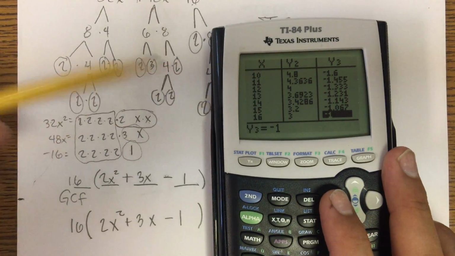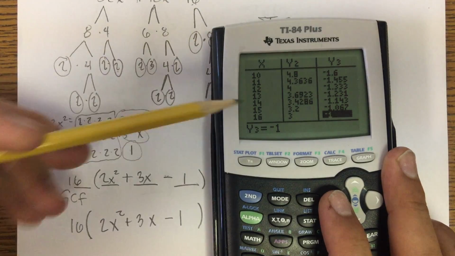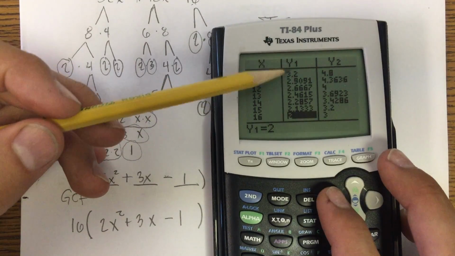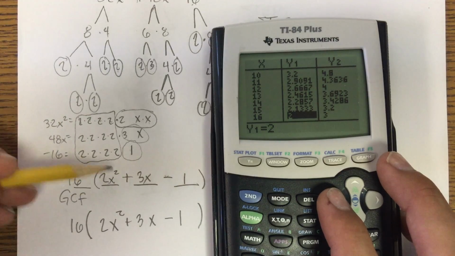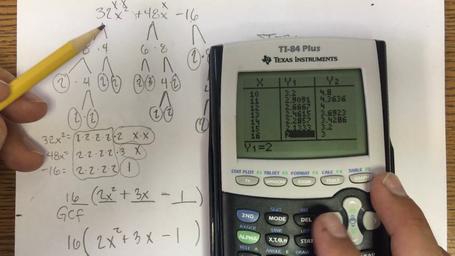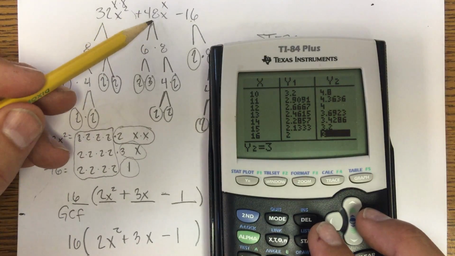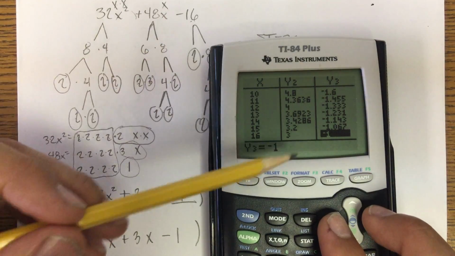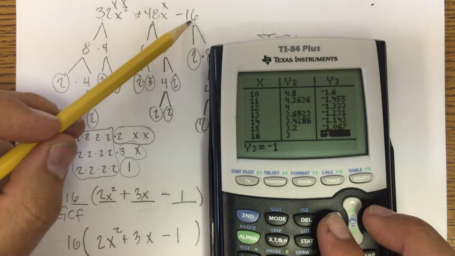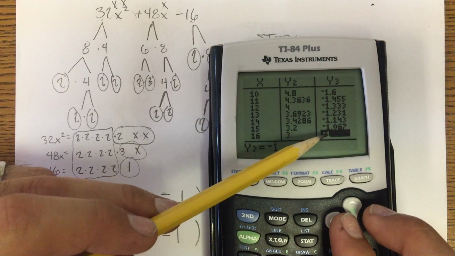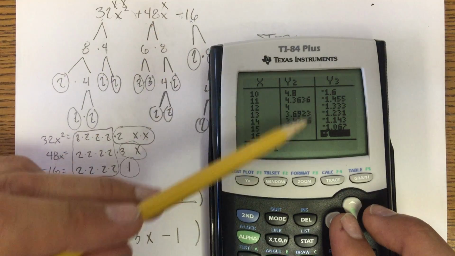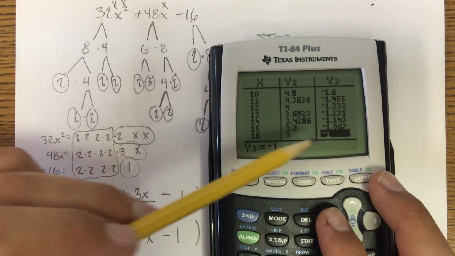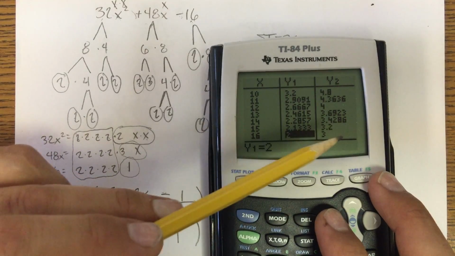So the x column becomes the greatest common factor wherever we have the lowest row of whole numbers. Right here, y1 is where we put our quadratic term, the 32. Y sub 2 is where we put the 48. And y sub 3 is where we put the negative 16. We scroll all the way down to the smallest coefficient, which is 1. It's okay if it's negative 1, because this is a negative number right here. So we're looking for 1, and then we want to find the lowest row that has all whole numbers in y1, y2, and y3.